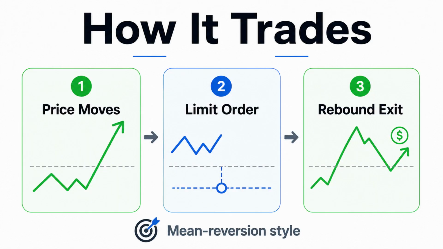Now, let's look at how it trades. Based on the settings and trade history, Swing Master EA appears to use limit orders. In simple terms, it looks like a mean reversion style strategy. Price moves. The EA waits with a limit order. Then it aims to profit from a rebound. This is different from a pure breakout strategy. It is closer to buying after a drop or selling after a rise.